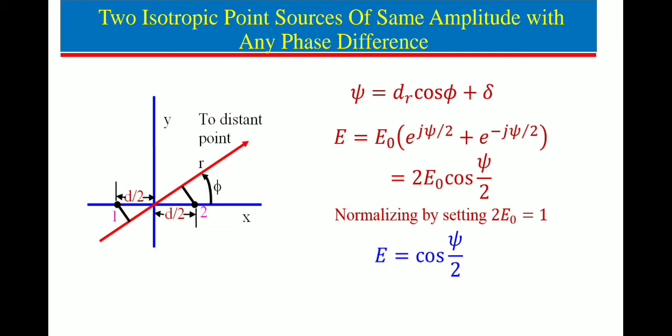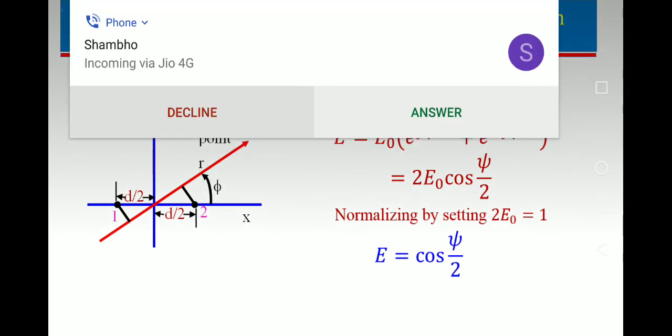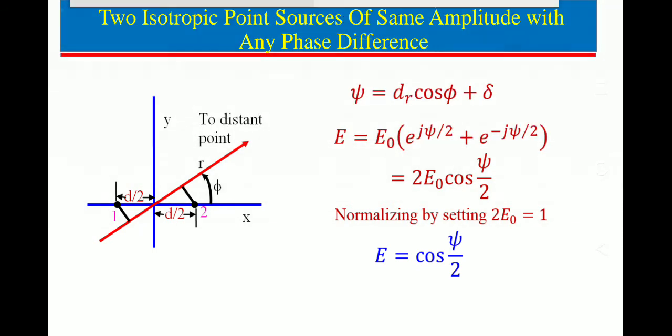So, if you consider two isotropic point sources of the same amplitude with any phase difference, then considering this figure, the value of psi is equal to dr cos phi plus delta, and the electric field intensity will be E0 into e raised to j psi by 2 plus e raised to minus j psi by 2, and the conclusion is twice E0 cos psi by 2. Normalizing by setting twice E0 equal to 1, E is equal to cos psi by 2.